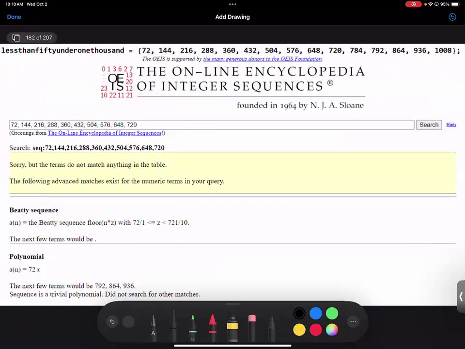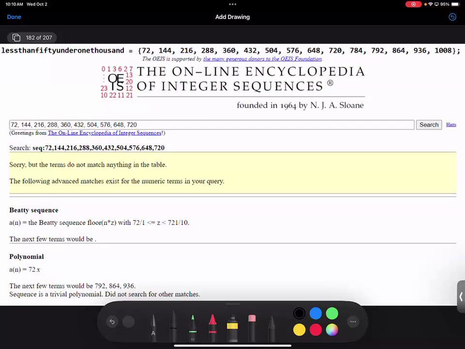One of the slides, if you haven't seen this before, is the Online Encyclopedia of Integer Sequences, the OEIS. If you have a sequence of integers, you can input that to this website, and it will tell you everything it knows. So what I did is I inputted the first few values that had less than 50% for the number of residues for the sums of squares. Is this anything interesting? And the answer was, sorry, but the terms do not match anything in the table.